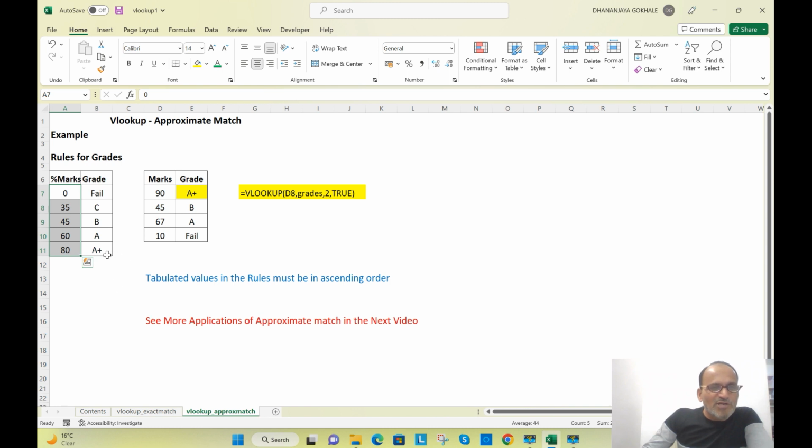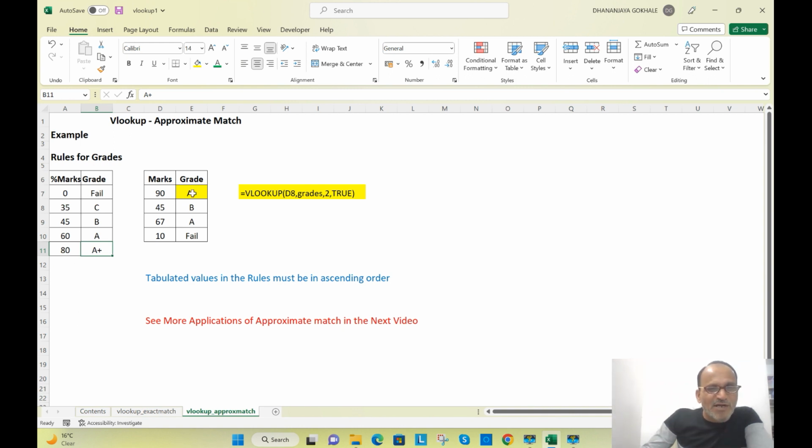So what is the rule for grades? 0, 35, 45, 60 and 80. Actually these are thresholds. That means up to 35 it is fail, between 35 and 45 it is C, between 45 and 60 it is B, between 60 and 80 it is A, and above 80 it is A plus. That's it. And now let us look at the formula. Very simple formula to get such a complex result.